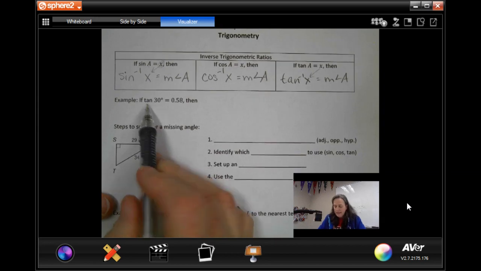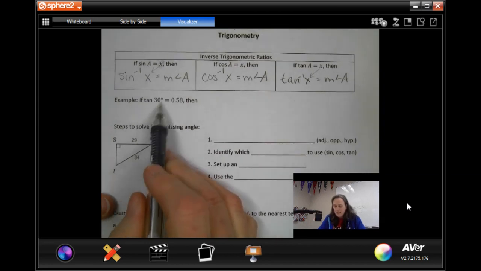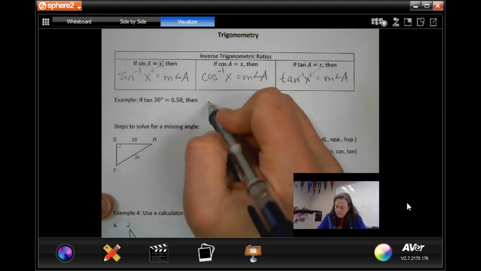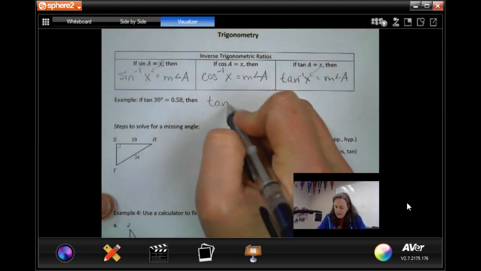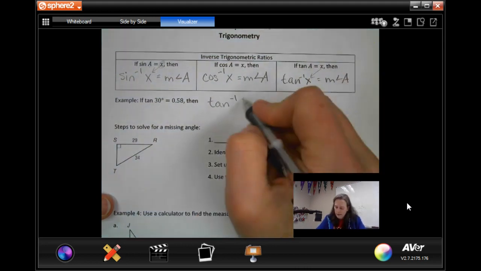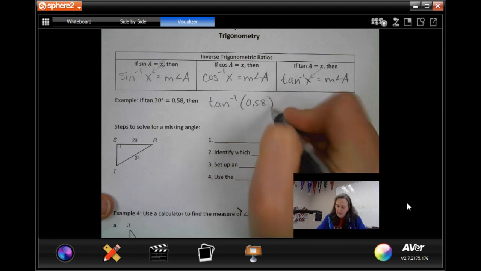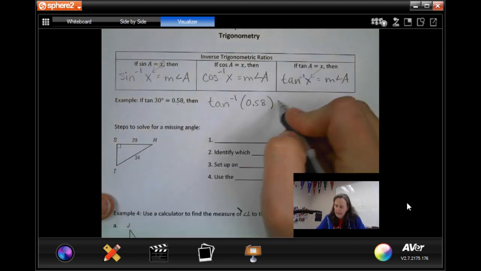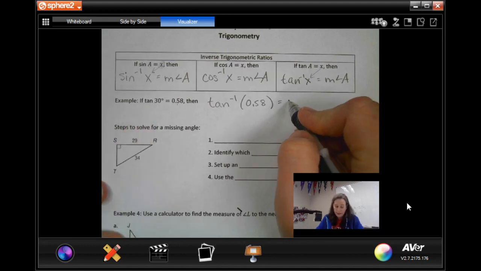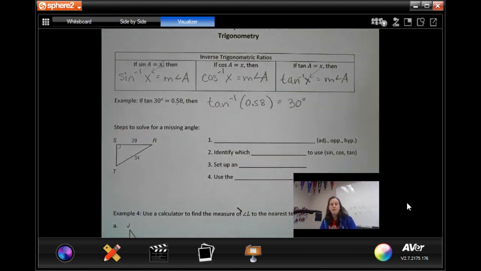Here's one we can look at. If the tangent of 30 degrees equals 0.58, then we're going to do tangent to the -1, the inverse tangent of 0.58. So we took that value, and it is equal to the measure of this angle, which is 30. The measure of that angle is 30 degrees. Okay, and let me show you where these buttons are on the calculator.